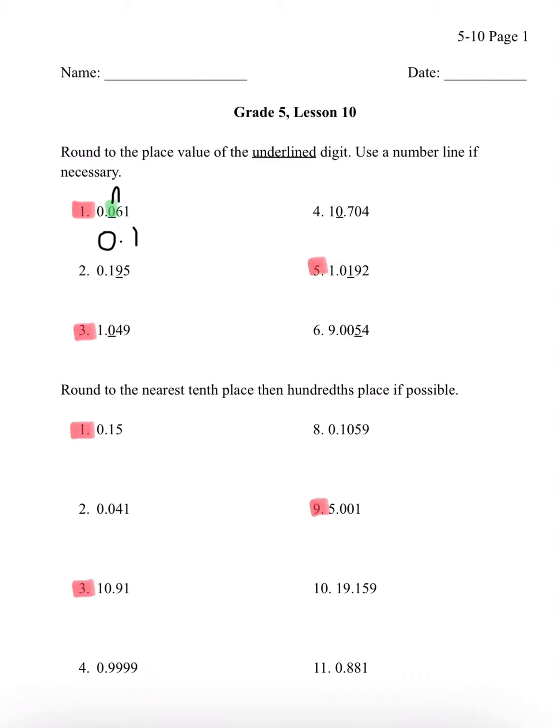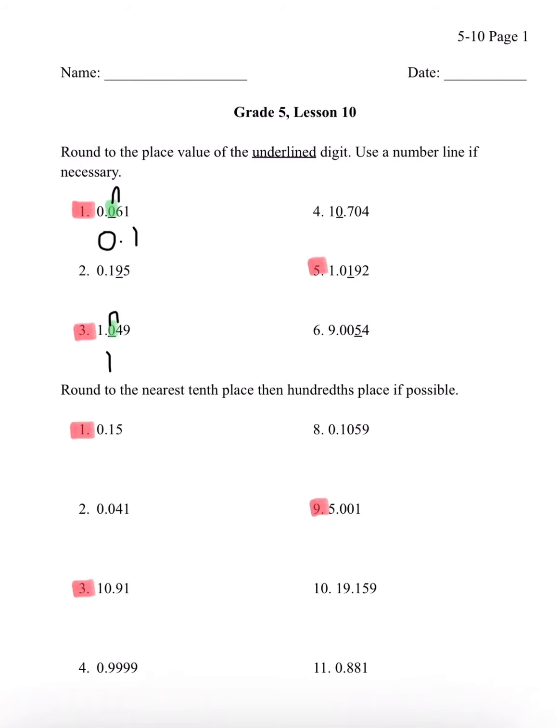Because numbers 5 or above, we're going to be rounding them. If it's below 5, then we don't round. And 6 is above 5, so we do round. Number 3, we have 0 underlined here, and 0 is in the 10th place. If we look at the number behind it, it's a 4, which means we do not round. So number 3 is just going to be 1. You can write 1.0, but they're the same thing. So I suggest you just write 1 like that.